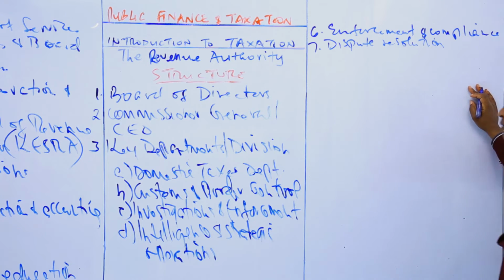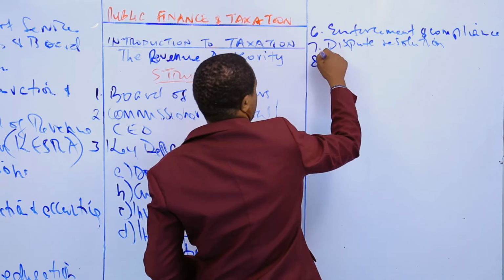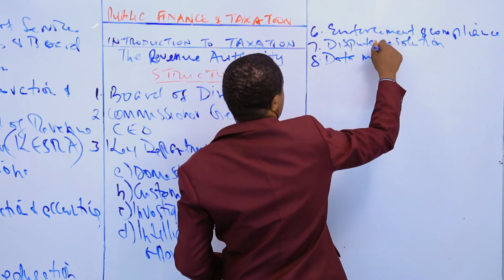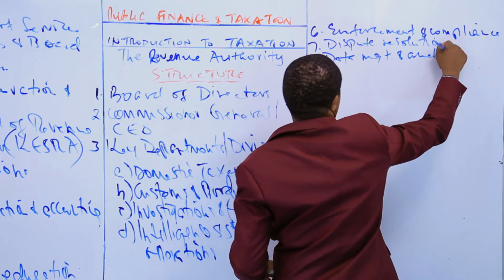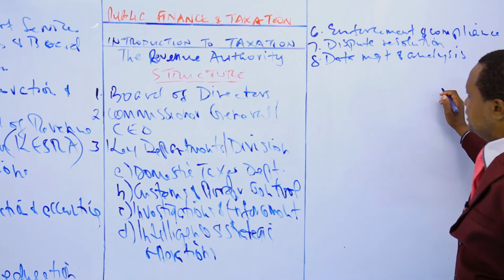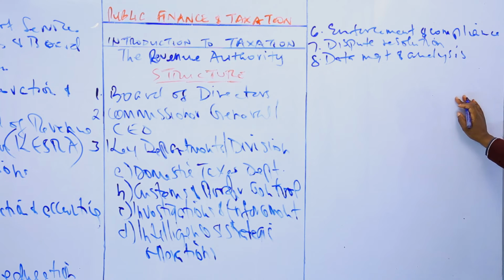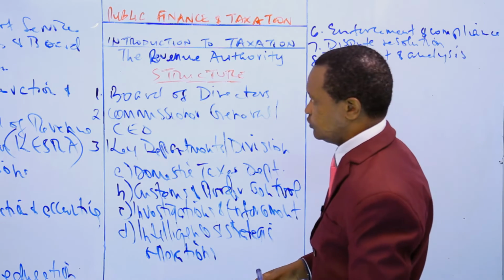Then you have data management and analysis. Number 8, data management and data analysis. The authority collects, analyzes and leverages tax data for informed decision making, for revenue forecasting, and identifying compliance risks. So these are 8 functions of the Kenya Revenue Authority.